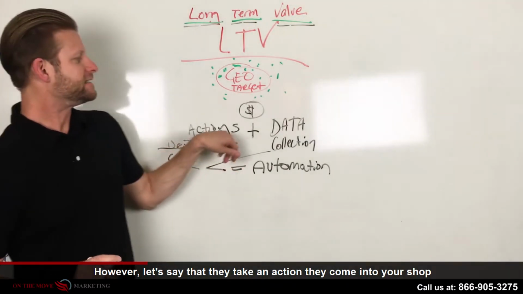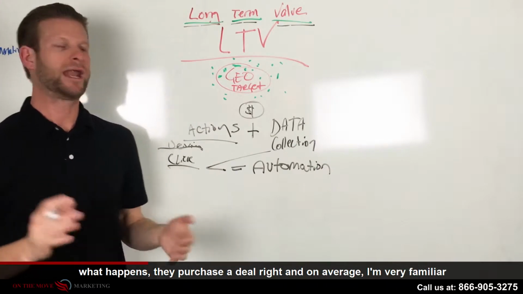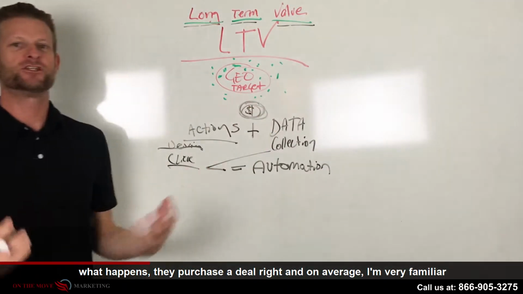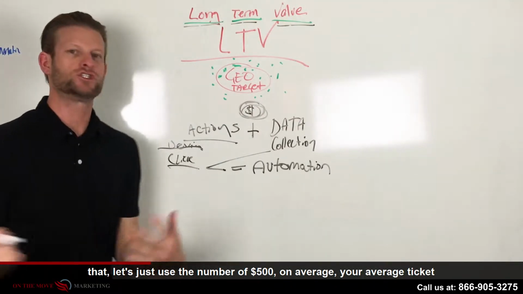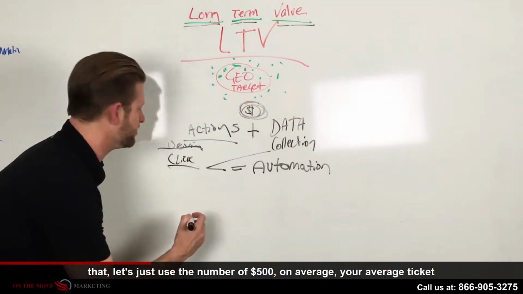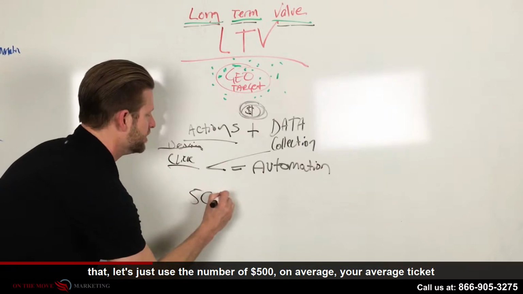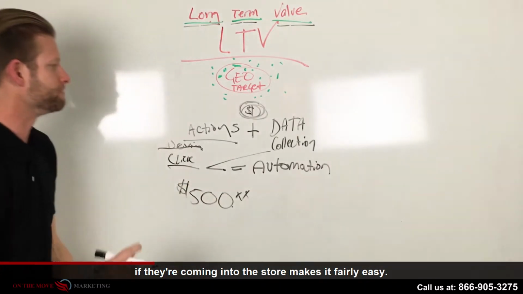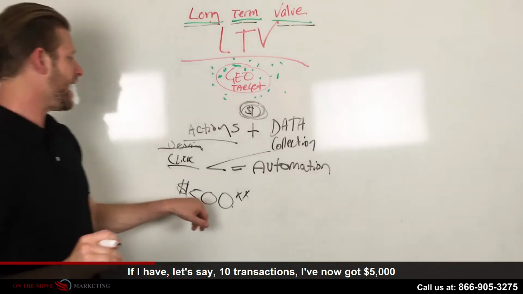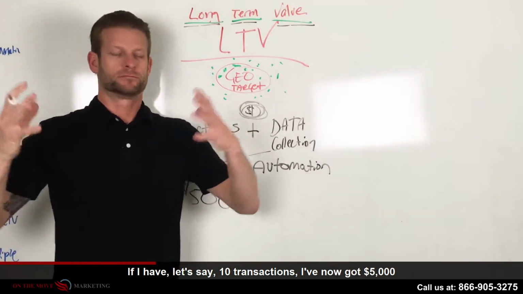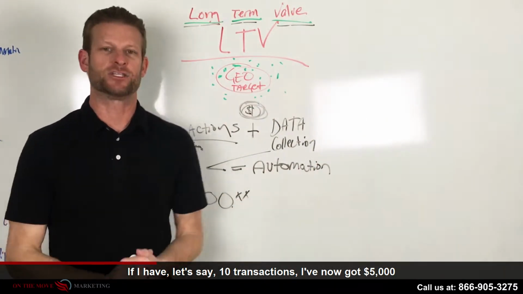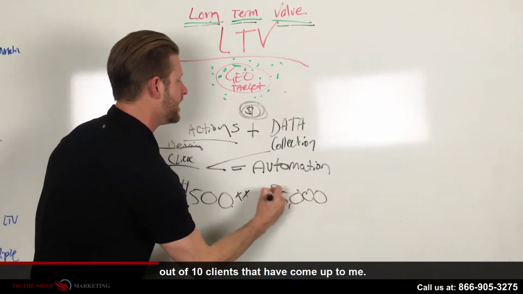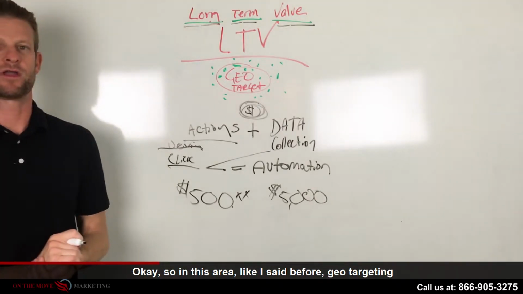However, let's say that they take an action, they come into your shop. What happens? They purchase a deal, right? And on average, I'm very familiar, let's just use the number of $500 as your average ticket if they're coming into the store. Makes it fairly easy. If I have, let's say, 10 transactions, I've now got $5,000 out of 10 clients that have come up to me, okay?